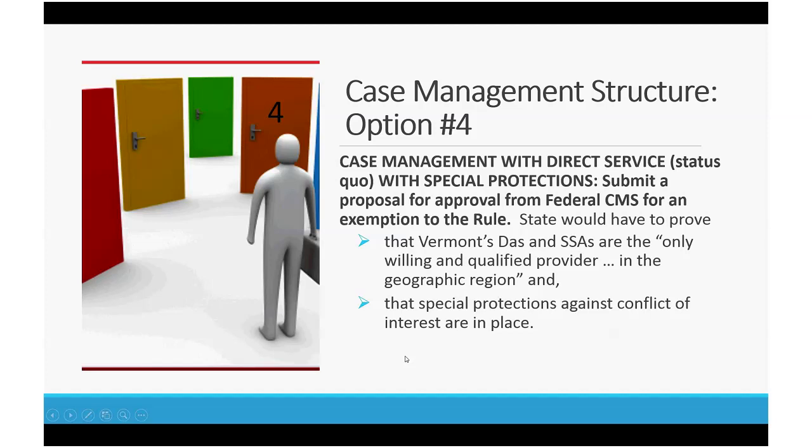So, a piece of information that you should know is that initially New Hampshire, again, who's very similar to Vermont, did propose this model and this option, and CMS said no to that, and they had to go back to the drawing board and come up with additional solutions. So I'm just putting that out there because it's unlikely that CMS would approve option 4, although if the protections that we put into place were robust enough, I guess there's some possibility that they would approve it, but the experience of other states suggests that they would not.